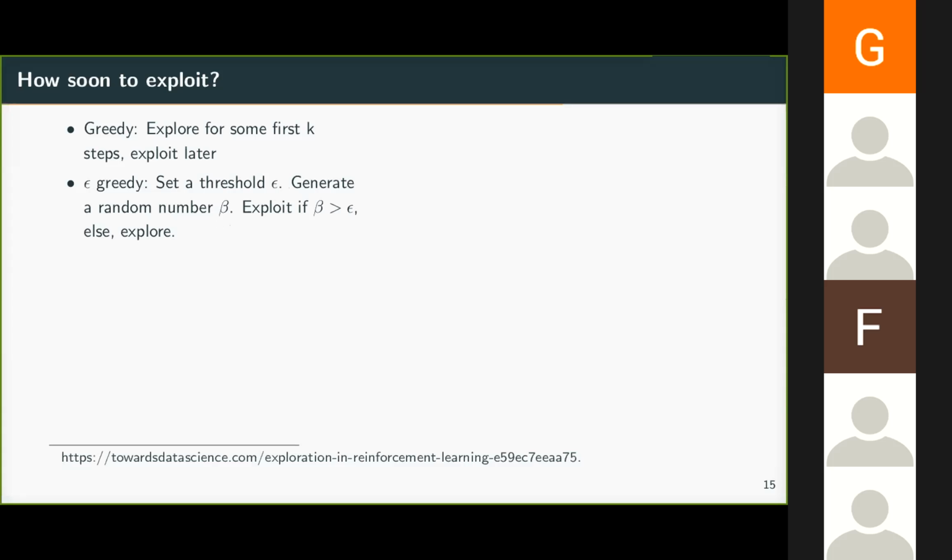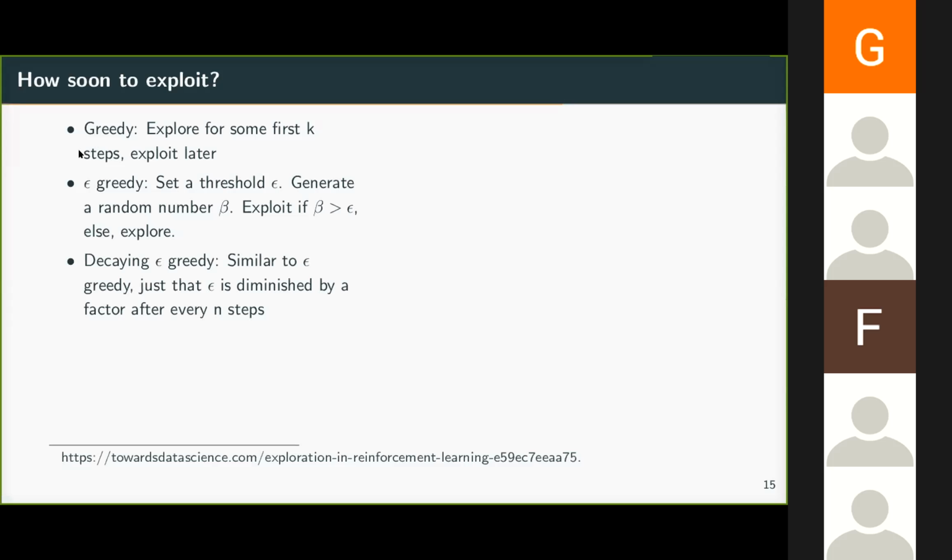So if you set the epsilon to be, say, 0.9, you will exploit 10% of the time. You will explore 90% of the time. If you set it the other way around, if you set epsilon to be 0.1, you will exploit 90% of the time and you will explore 10% of the time. But this 90 and 10 is not sorted in time. It is not that exploration happens initially and exploitation happens later. This can happen anytime. This is slightly better than the plain greedy algorithm.